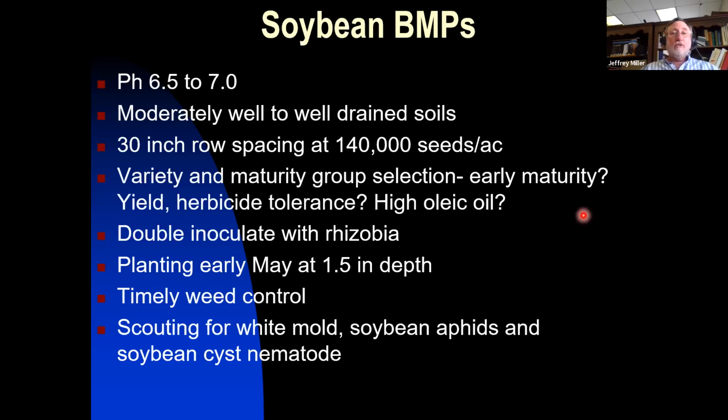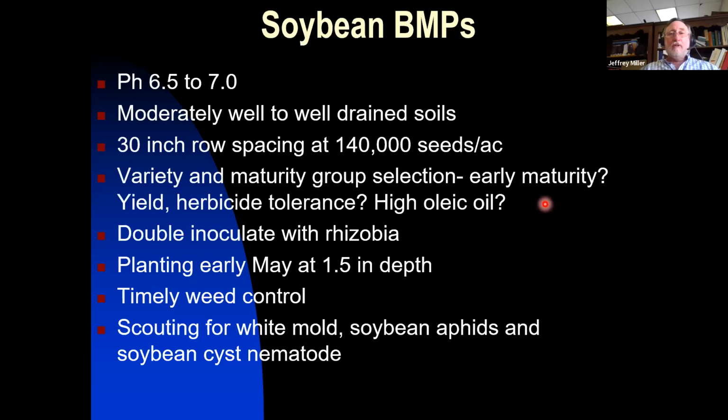Variety selection, maturity group selection is key. You can definitely work with local seedsmen. A lot of the seedsmen in the area do a great job doing the variety plots within different regions that people can visit and look at and review the yield results from those trials. And so you can really see how productive these varieties are.